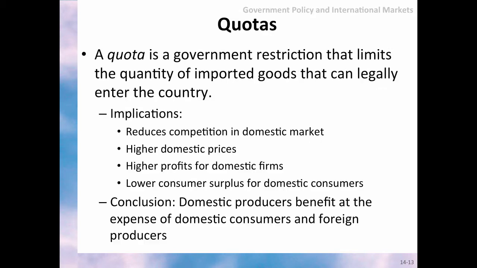All right, let's move on to the next and short section dealing with government intervention in international markets. Let's start with quotas. A quota is a government restriction that limits the amount of imported goods that can legally enter the country. The idea, of course, is to protect domestic producers from international competition. However, this also implies higher domestic prices, which domestic consumers don't appreciate. In fact, domestic producers benefit at the expense of domestic consumers and foreign producers.